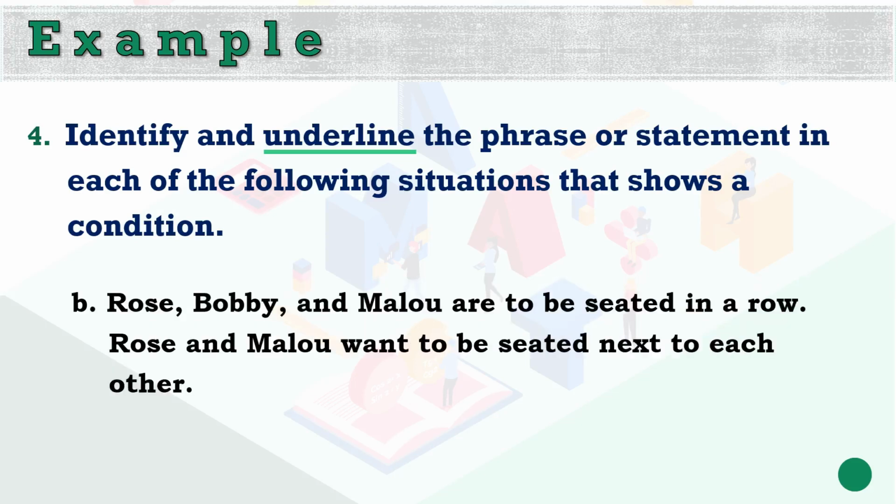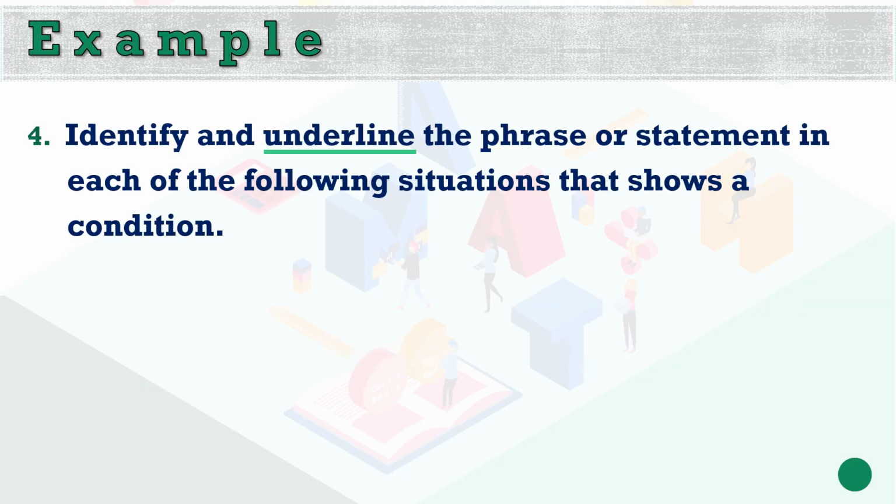For letter B, the answer is Rose and Malu want to be seated next to each other. It is because they are arranged in a row, and then the two of them, which is Rose and Malu, must be placed together, and that shows a condition.